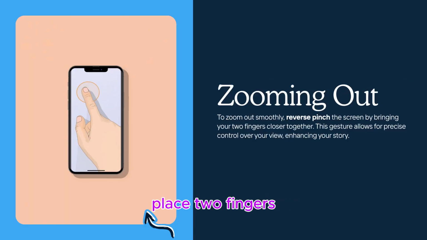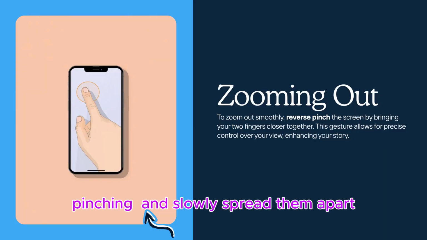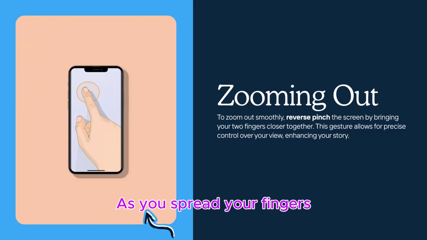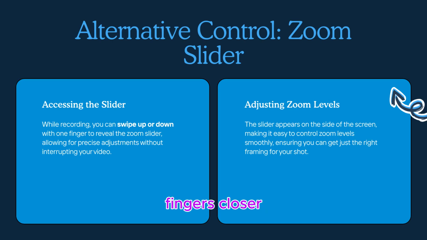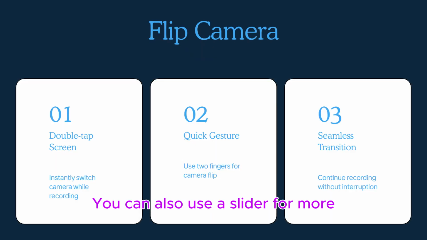To zoom in, place two fingers on the screen like you're pinching and slowly spread them apart. As you spread your fingers, the view will zoom in digitally. To zoom out, perform the reverse pinch gesture by bringing two fingers closer together on the screen. You can also use a slider for more precise control.